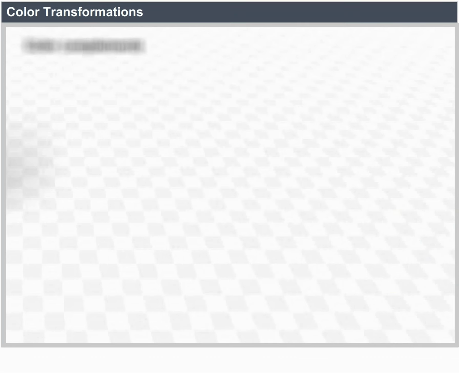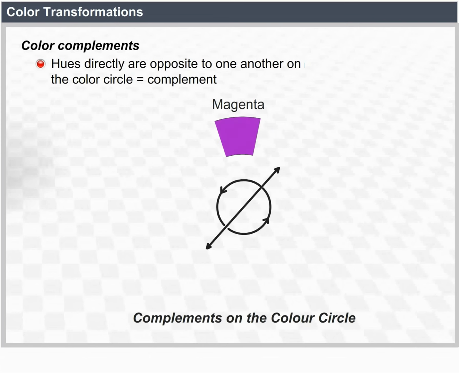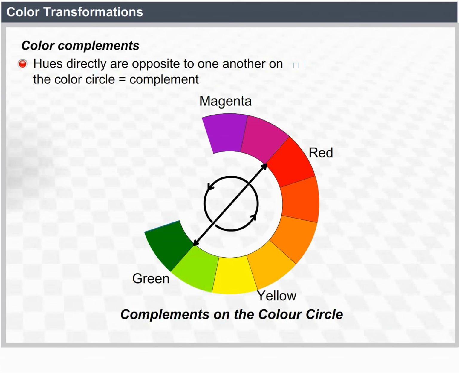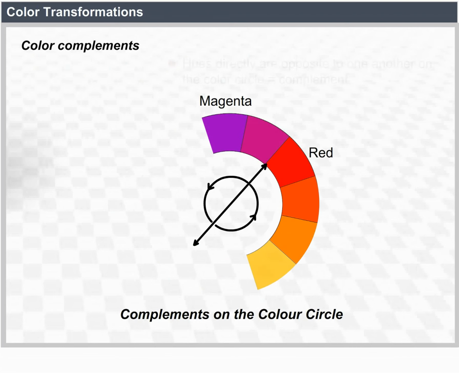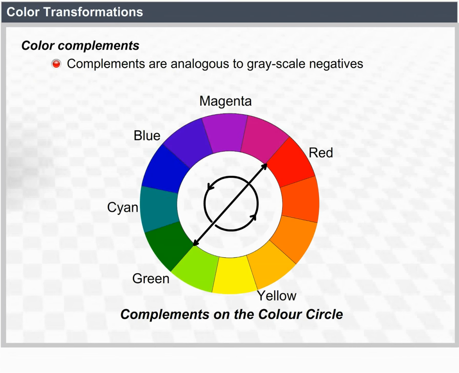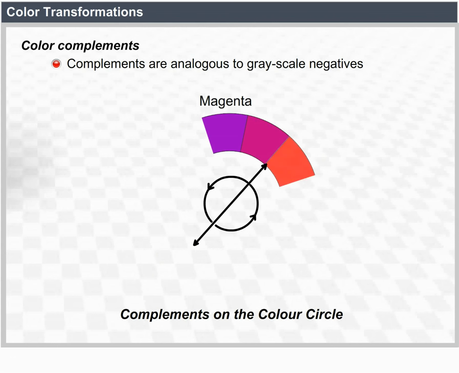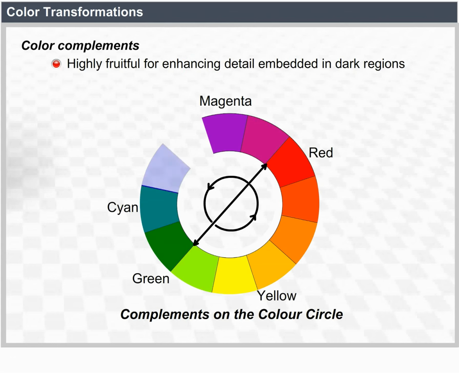Color complements. Hues directly opposite one another on the color circle are called complements. Complements are analogous to grayscale negatives, useful for enhancing detail embedded in dark regions. The complements on the color circle are shown on the screen.